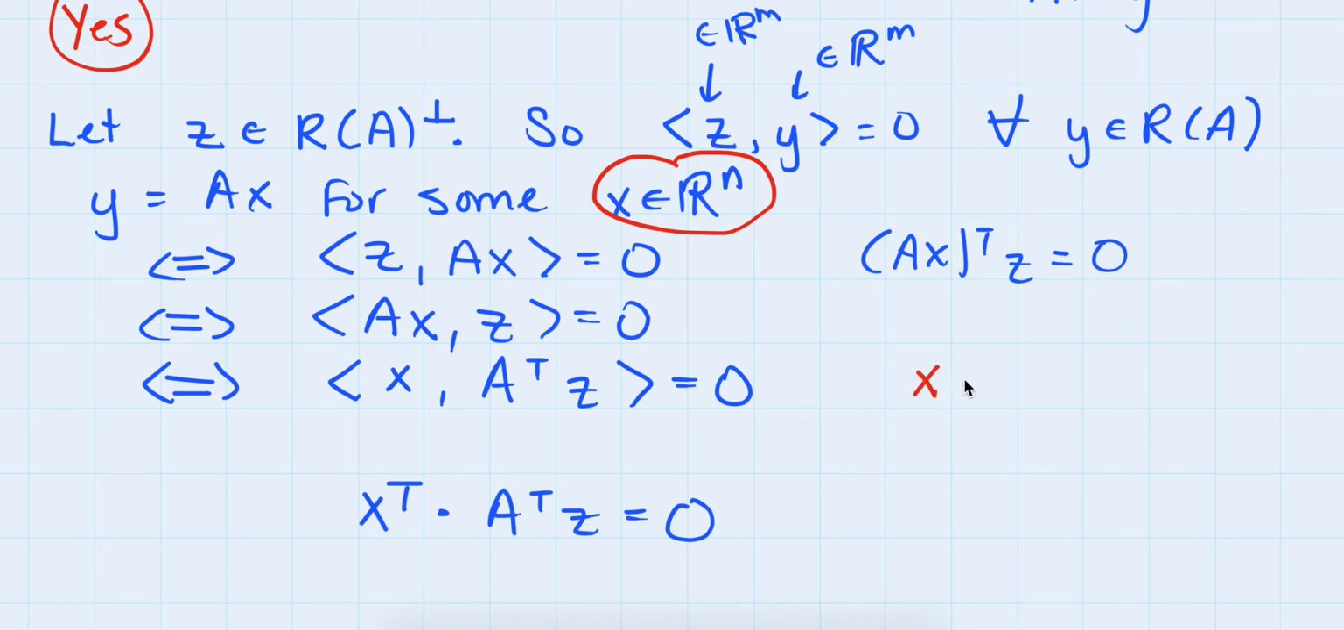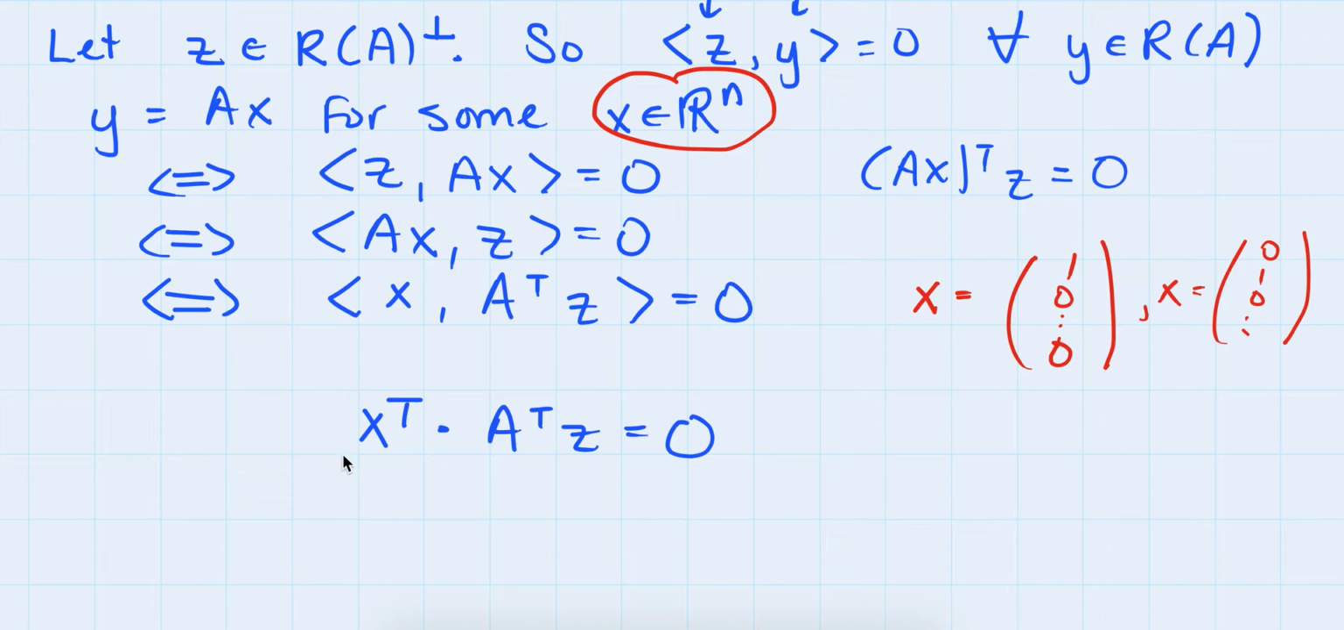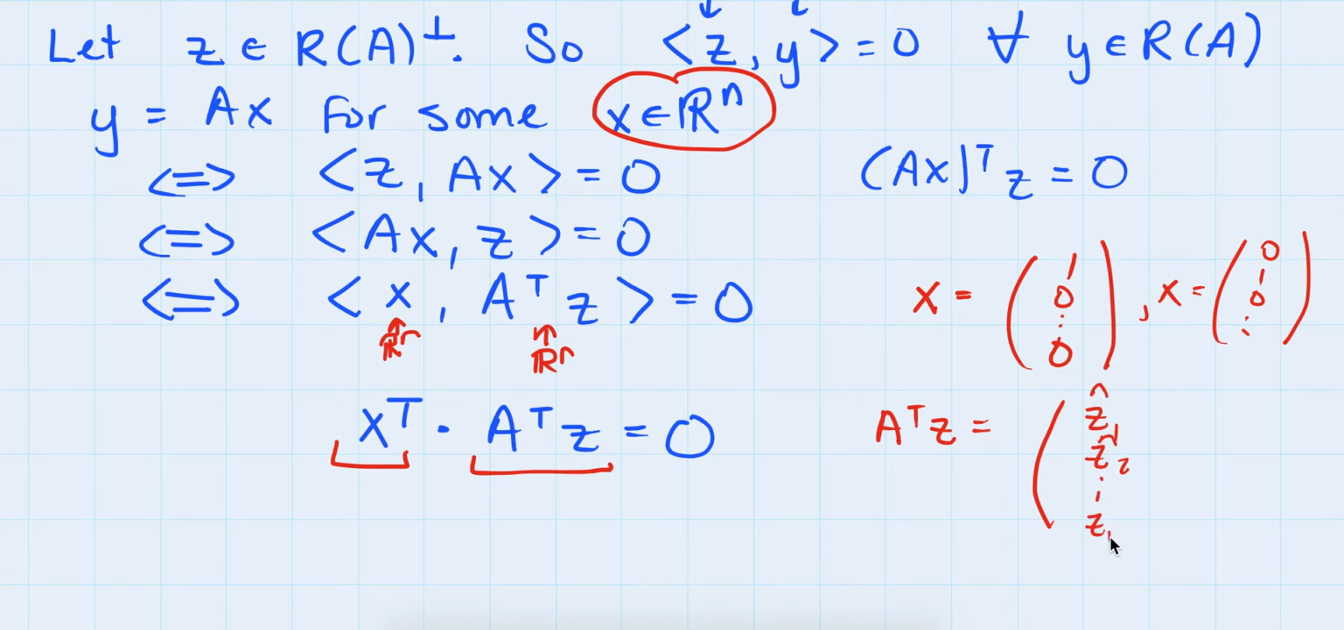We can let, for example, X be (1, 0, 0). Or we could say X is (0, 1, 0), and so on. So why am I saying this? Well, this statement is true for all X, all column vectors X, when you take the transpose and multiply it by this new vector. Now, this vector is a vector in Rn. So A transpose Z, that's going to be some vector. Let's call it Z1 hat, Z2 hat, and so on to Zn hat.